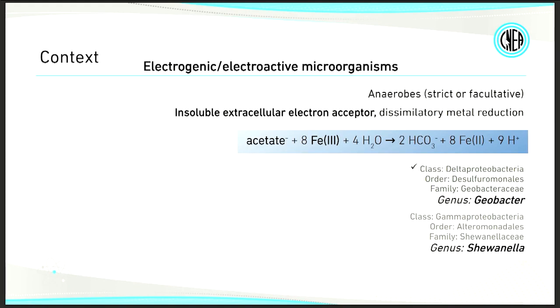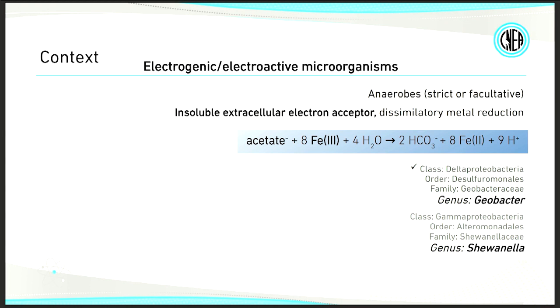So, what are the electrogenic or electroactive microorganisms? These bacteria have caught microbiologists' attention due to their unique capability of respiring insoluble extracellular electron acceptors. This metabolism is now known as dissimilatory metal reduction. And why is this? It's because these microorganisms can couple the oxidation of a chemical compound, mainly basic or simple organic compounds, to the reduction of a metal oxide.